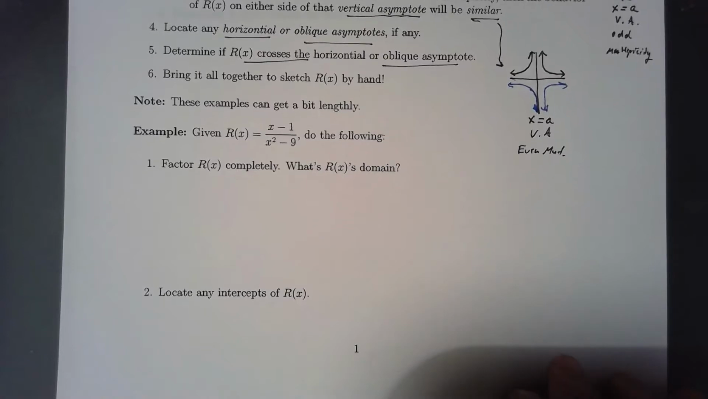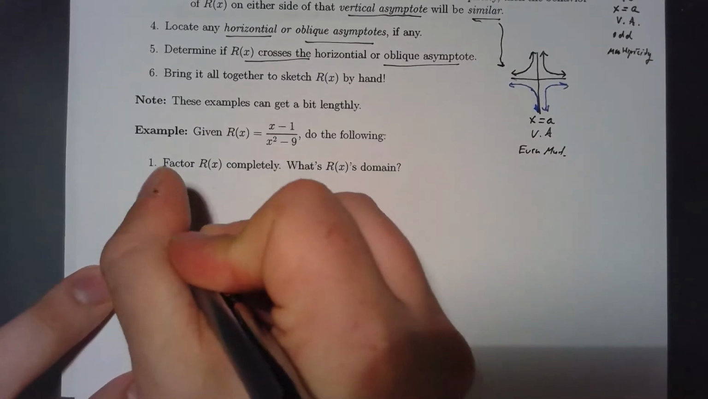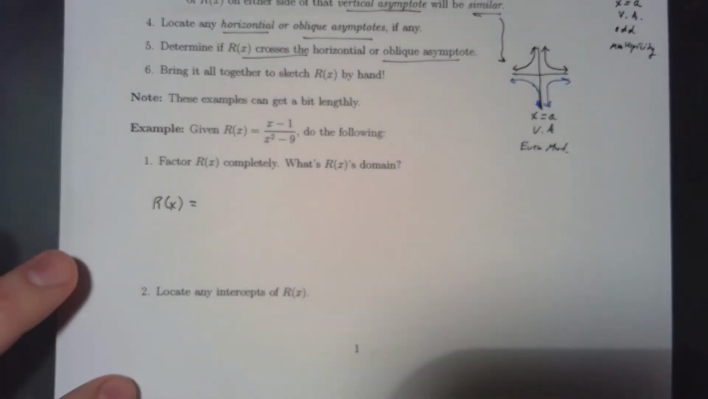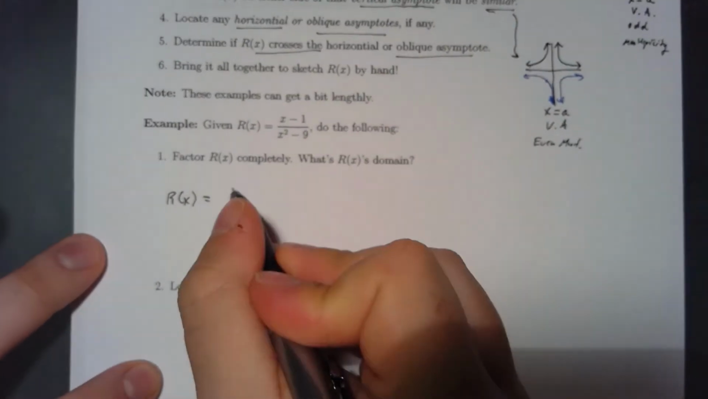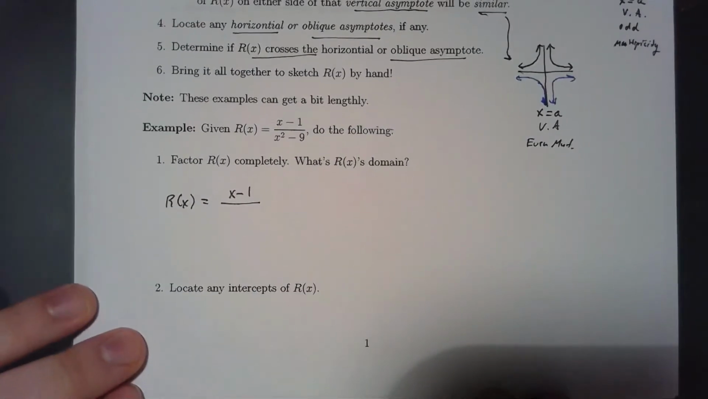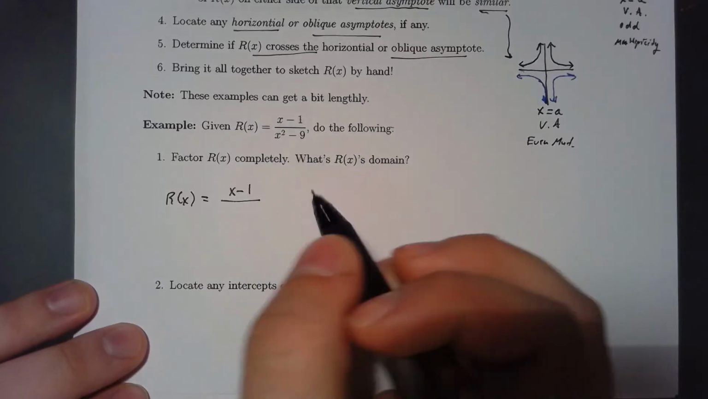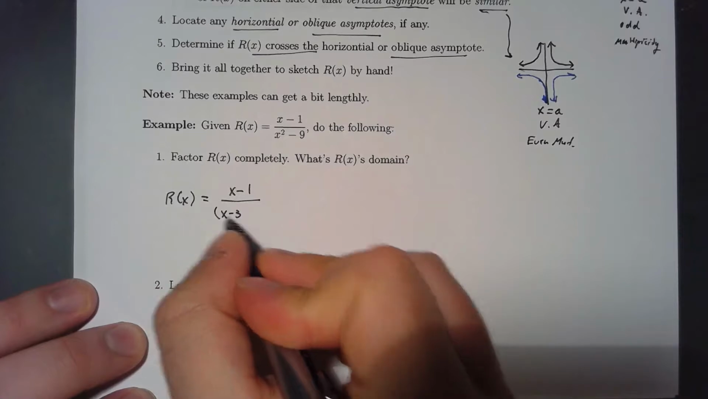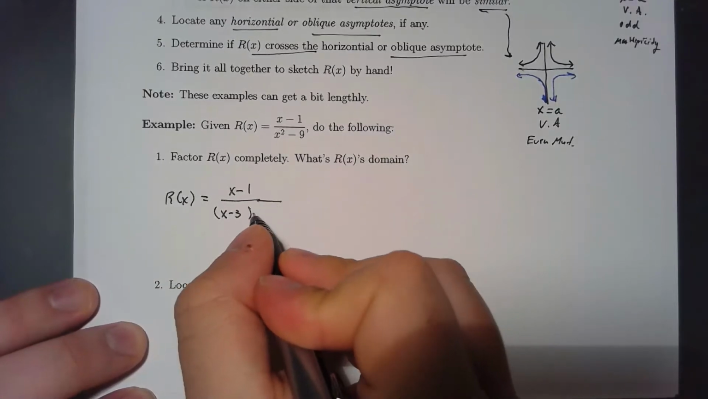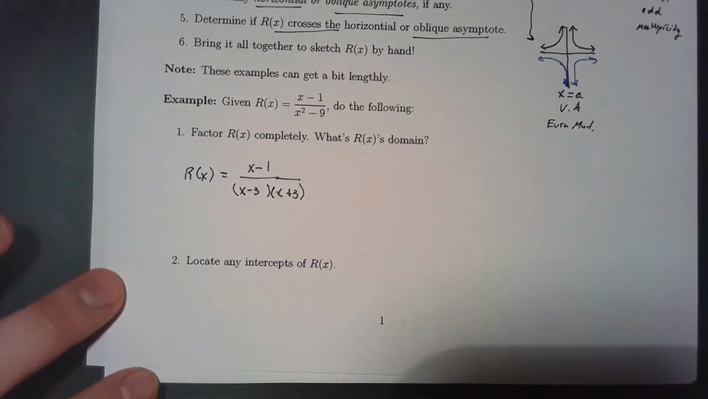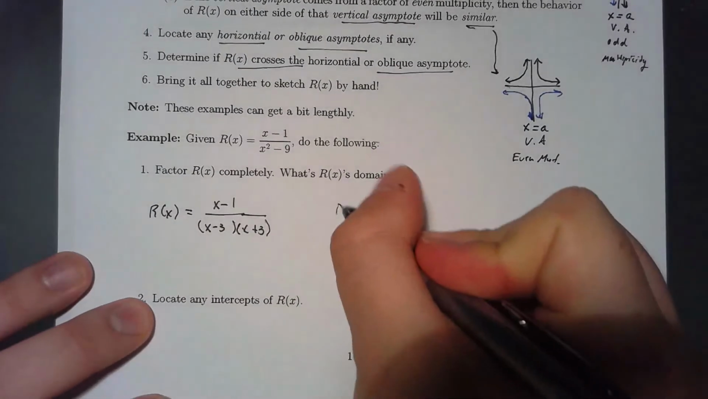Okay, so let's factor this rational function completely. So the numerator is x minus 1. Okay, that's factored. The denominator is x squared minus 9. That factors. That's a difference of two squares, which factors to be x minus 3 and x plus 3. Okay, so it's factored. What's the domain?